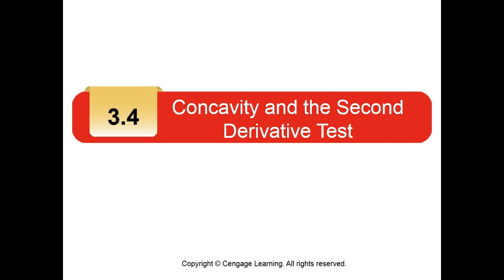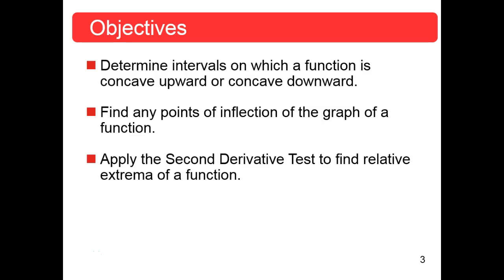So anyway, we'll go to 3.4, concavity and the second derivative test. 3.3 was dealing with the first derivative test, extrema and the first derivative test. Now we're doing concavity and the second derivative test. So our objectives here: determine the intervals on which a function is concave up and on which it's concave down. We find any points of inflection of the graph of a function. New concept there, I mentioned it earlier. And we'll apply the second derivative test to find relative extrema.